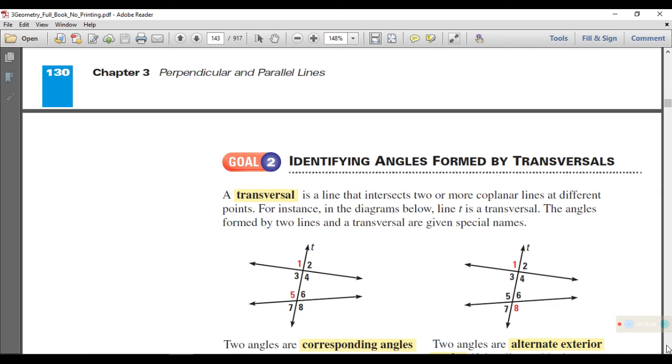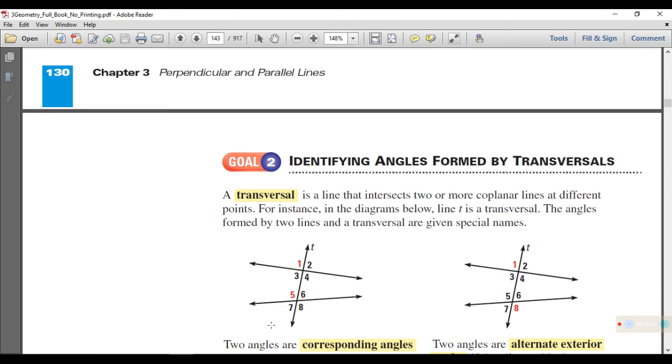So, first, let's define a transversal. A transversal is a line that intersects two or more coplanar lines at different points. For instance, in the diagram below, we have T as the transversal. So, ang dalawang line natin that is contained on the plane is this line, ito. Ito, tingnan niyo yung arrow ko. Ito yung isang line contained on the plane. This is another line contained on the plane. This is the transversal T. I-intersect niya yung dalawang lines on the transversal.